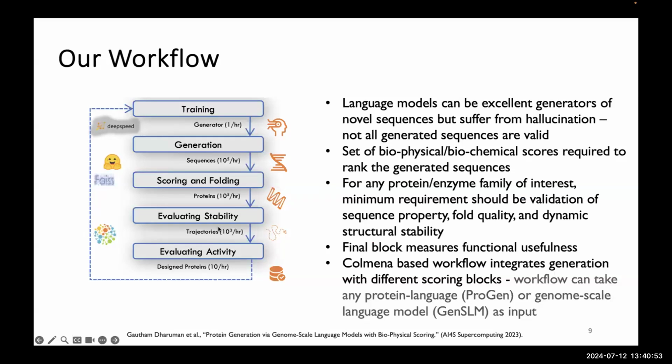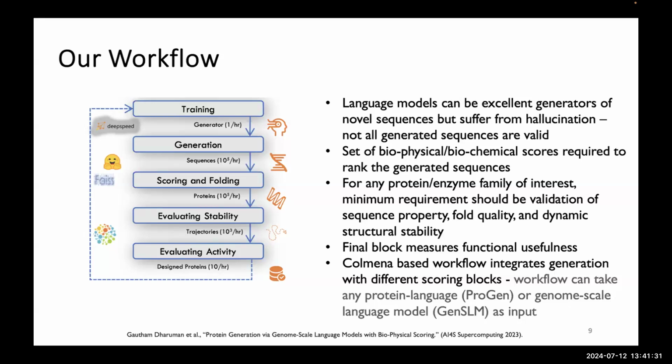So a cartoon or a schematic of what we have is captured in this picture. At the topmost level, I have labeled it as a training block. That's basically the language model that's instantiated, and it's getting trained after every set of feedback comes through it, right? And then the next block is generation from that instance of the language model. And once the generated sequences are received, then there are scoring mechanisms.